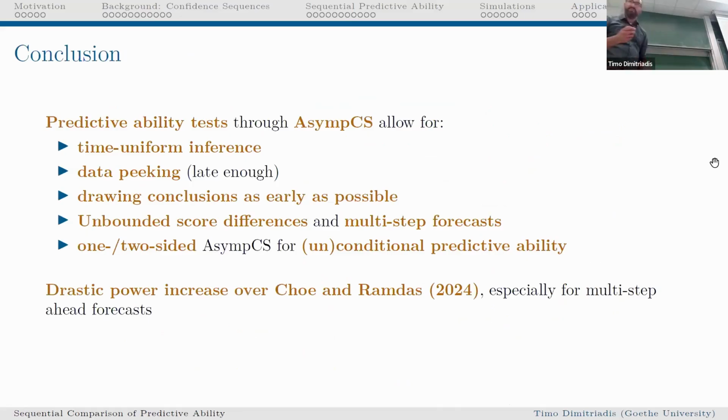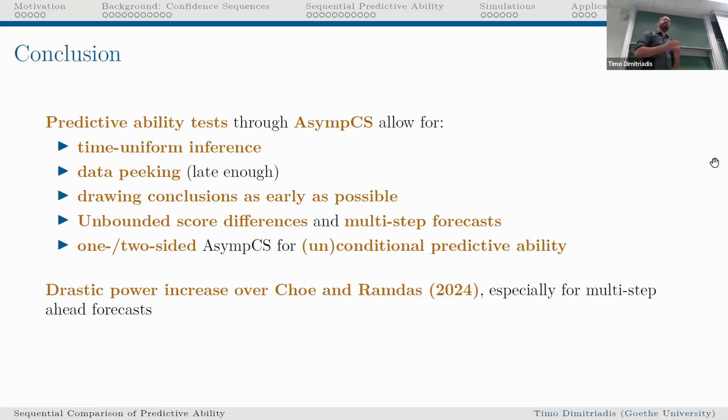All right, now let me conclude what we do in that paper. So we propose predictive ability tests that are time uniform through the new theory of asymptotic confidence sequences, which allows for time uniform inference, meaning data peeking, at least if you peek late enough. That means we can draw conclusions as early as possible.